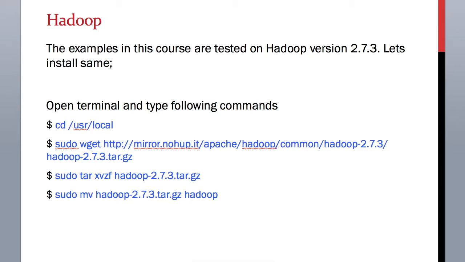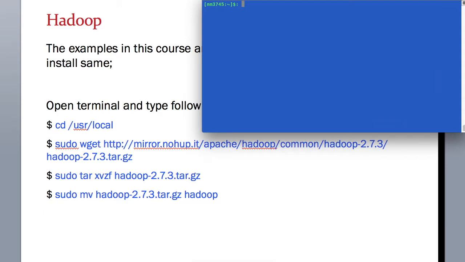Now we have all the basic tools we need installed on our machine. Let's start with Hadoop. So let's first download it using the wget utility which we installed earlier. So let's open the terminal, go to the user local directory.